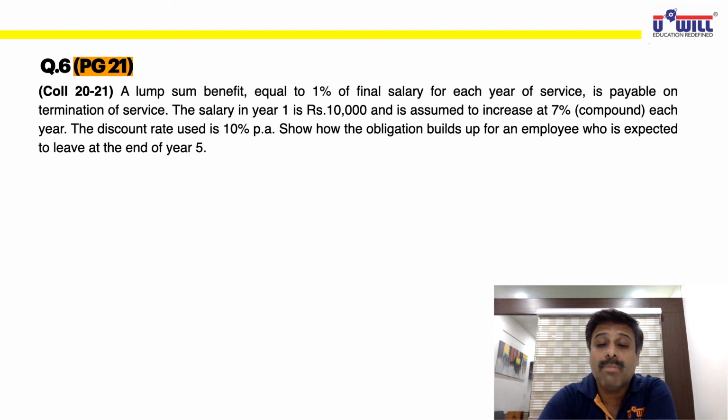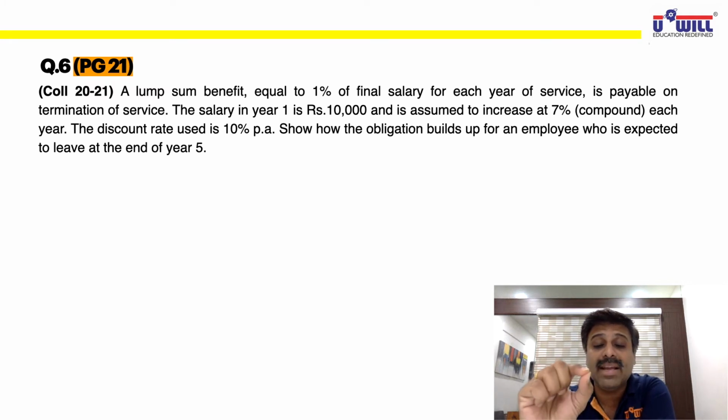Show how the obligation builds up for an employee who is expected to leave at the end of year 5. Now we have to solve this example for 5 years. One employee who is expected to leave the job after 5 years, whose current year's salary is 10,000 rupees, it is going to increase 7% every year. We have to find out how the obligation will build up.